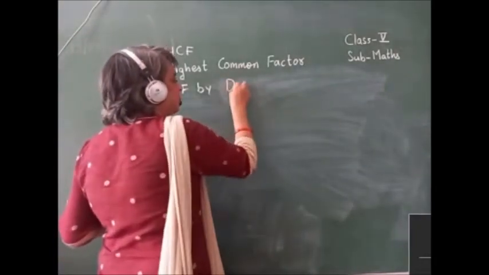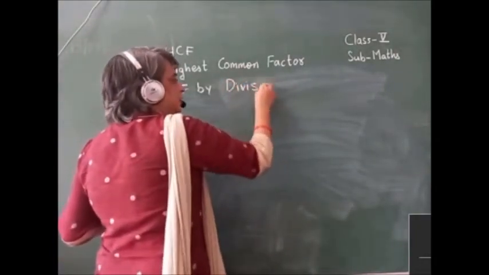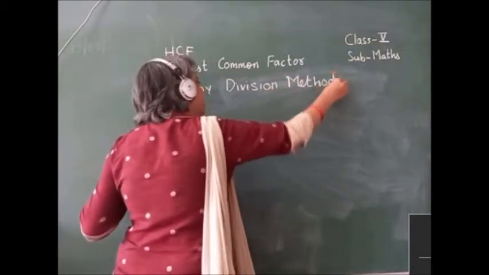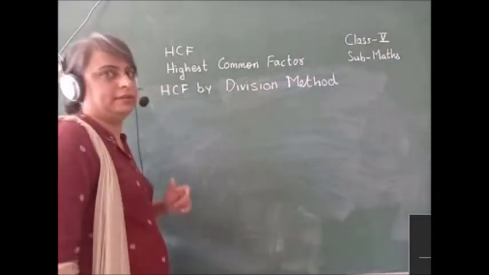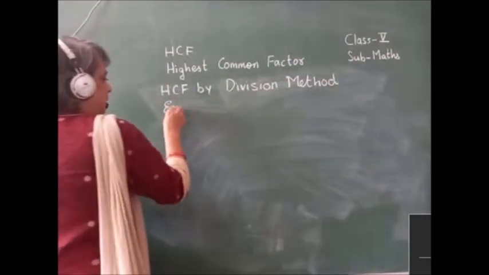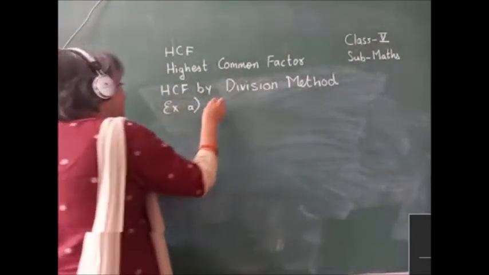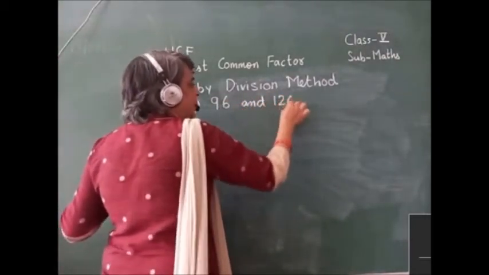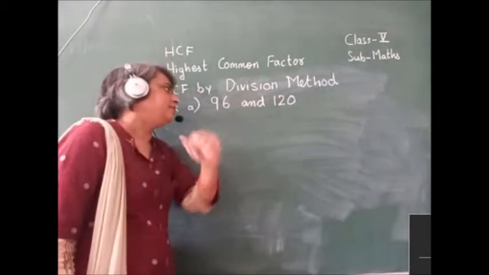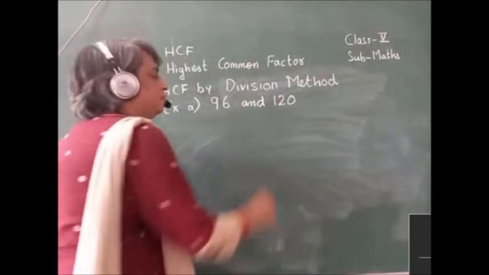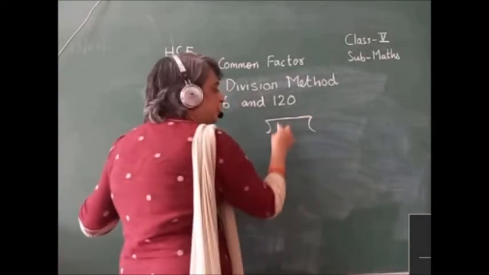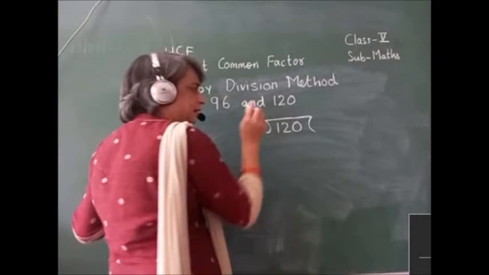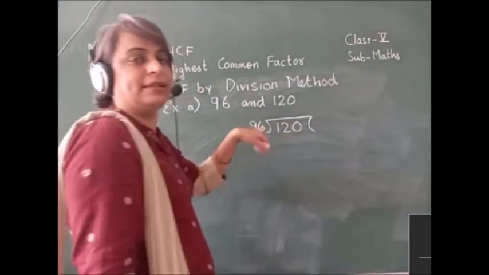HCF by division method. In division method, you are going to divide the numbers by one another. Okay. Now, example A. 96 and 120. From these two numbers, which number is bigger? 120 is bigger. So, you are going to put a sign of divide. Write down here 120 inside and 96 outside. 120 is your dividend and this is your divisor.